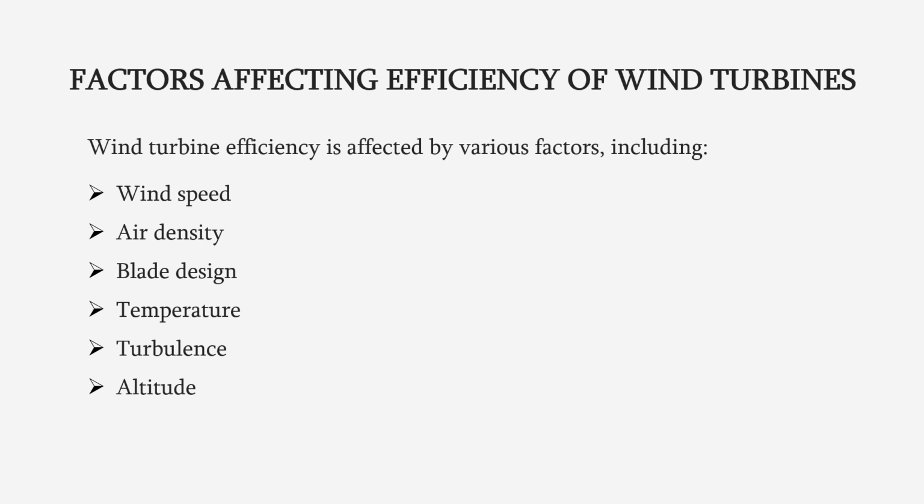Altitude. The altitude at which a wind turbine is installed can also affect its efficiency. Higher altitude locations tend to have higher wind speed, resulting in increased power generation. In conclusion, wind speed and air density are the most significant factors that affect wind turbine efficiency, while blade design, temperature, turbulence, and altitude are also important considerations for maximizing the power generation.